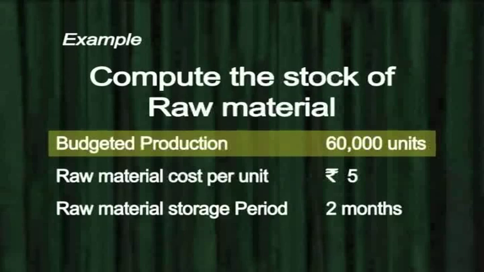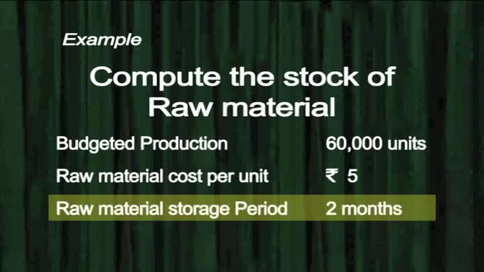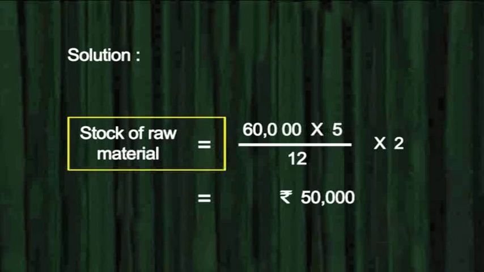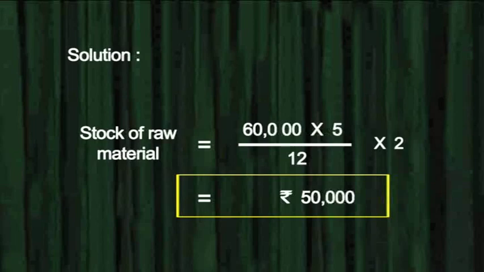Stock of raw material has to be computed. The budgeted production is given as 60,000 units. Raw material cost per unit is 5 rupees and raw material storage period is 2 months. So the solution will be: stock of raw material is equal to 60,000 into 5 divided by 12 into 2 months. It will give us the figure of rupees 50,000.